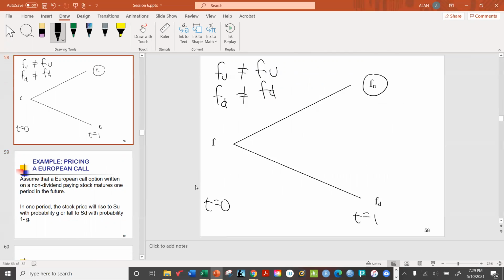All right, so we're going to start by looking at an extremely simple case. We're going to price a European call within this framework. This is just like the first Black-Scholes case. It's a non-dividend paying stock. We're going to price a European call option just to get the hang of this.